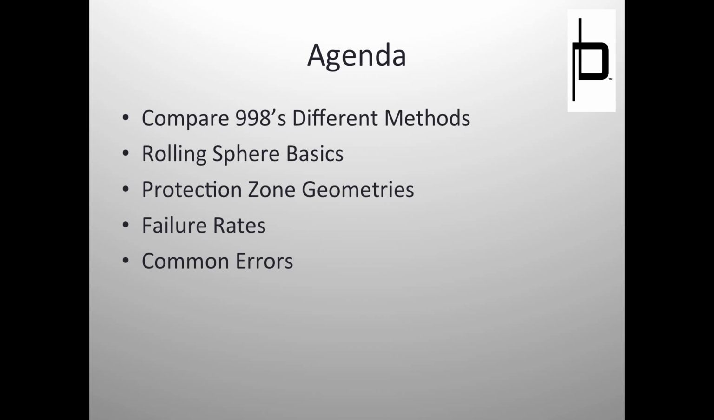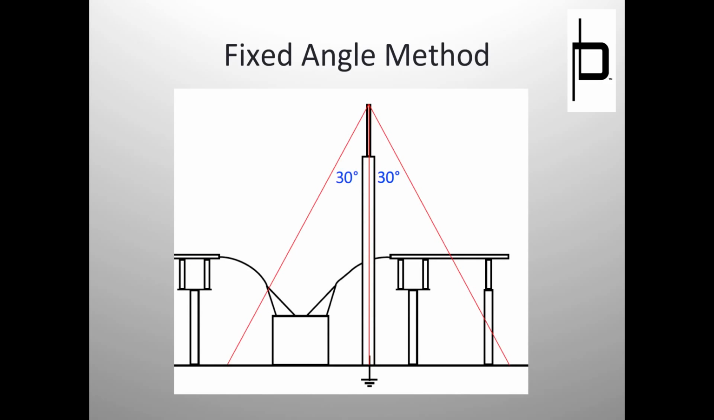So again, the agenda for today is to talk about IEEE Standard 998, to dig into the different methods of protection. We're going to compare and contrast them. We're not going to go too deep into all of the methods. We're going to focus mostly on the rolling sphere method. Then we'll get into rolling sphere basics, and talk about some of the different protection zone geometries. And then we'll get into failure rates and show some common errors that folks have while using the rolling sphere method.